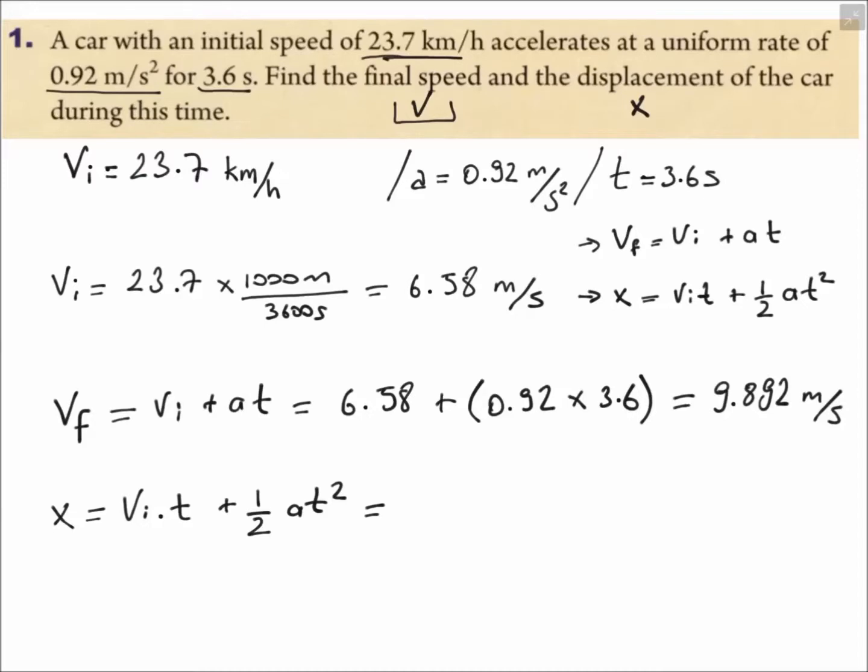And the formula of the x is v initial times t plus half a t squared. Initial velocity is 6.58 multiplied by the time, which is 3.6 in the brackets, plus half. Acceleration is 0.92 multiplication, and the time is 3.6 squared.